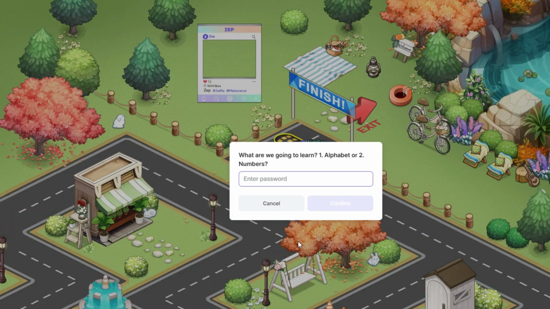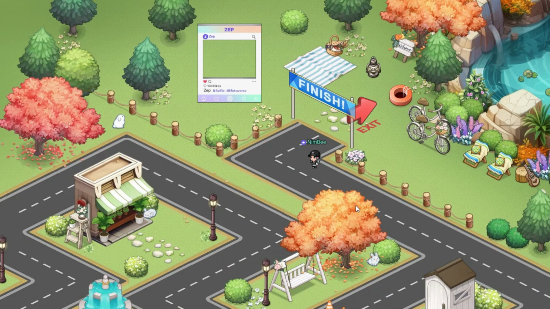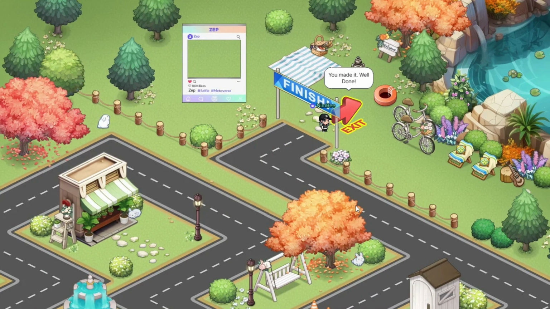We are going to finish the quiz. And let's answer this question. What are we going to learn? What do you think, guys? We are learning numbers or alphabets? Yes, for sure. We are learning alphabets. Yeah, we finished the quiz. You made it.